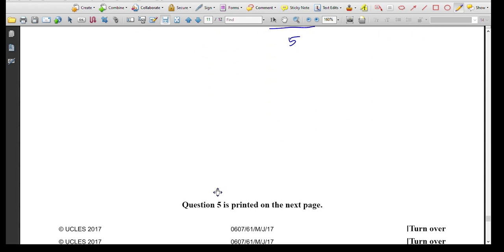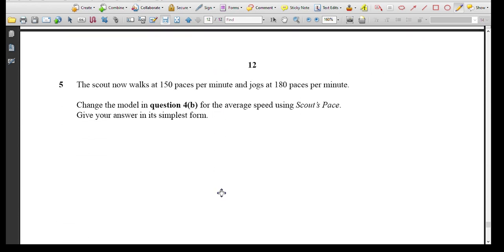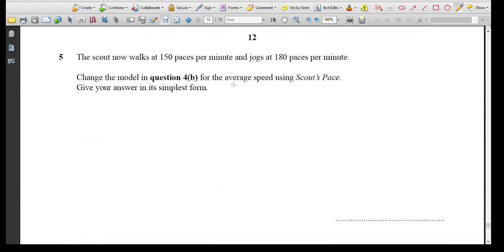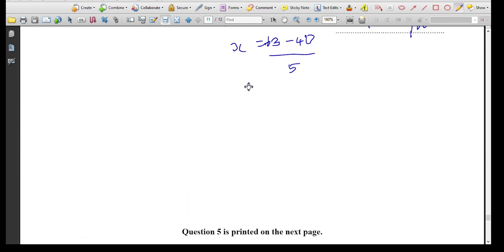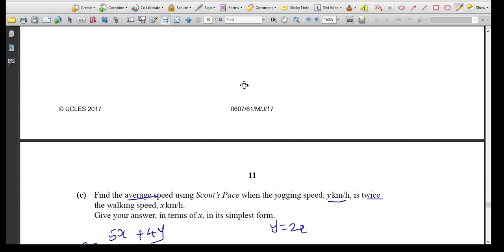Let's go to the next question. The scout now walks at 150 paces per minute. Oh my god, the timing has changed. Now they are going a bit faster, 150 paces per minute, and jogs at 180 per minute. So 150 per minute, in the sense, change the model in question 4b for the average speed using scout space. So 4b, let's go there. What is 4b?